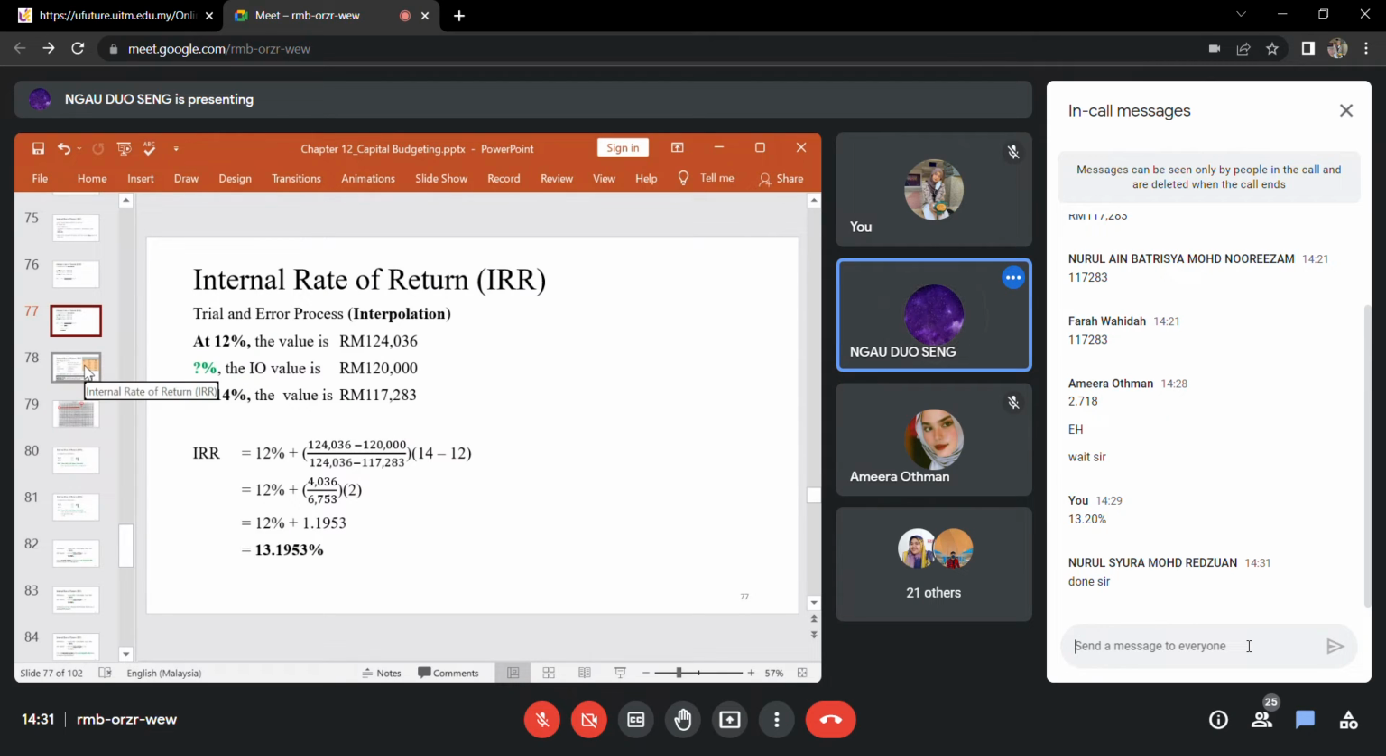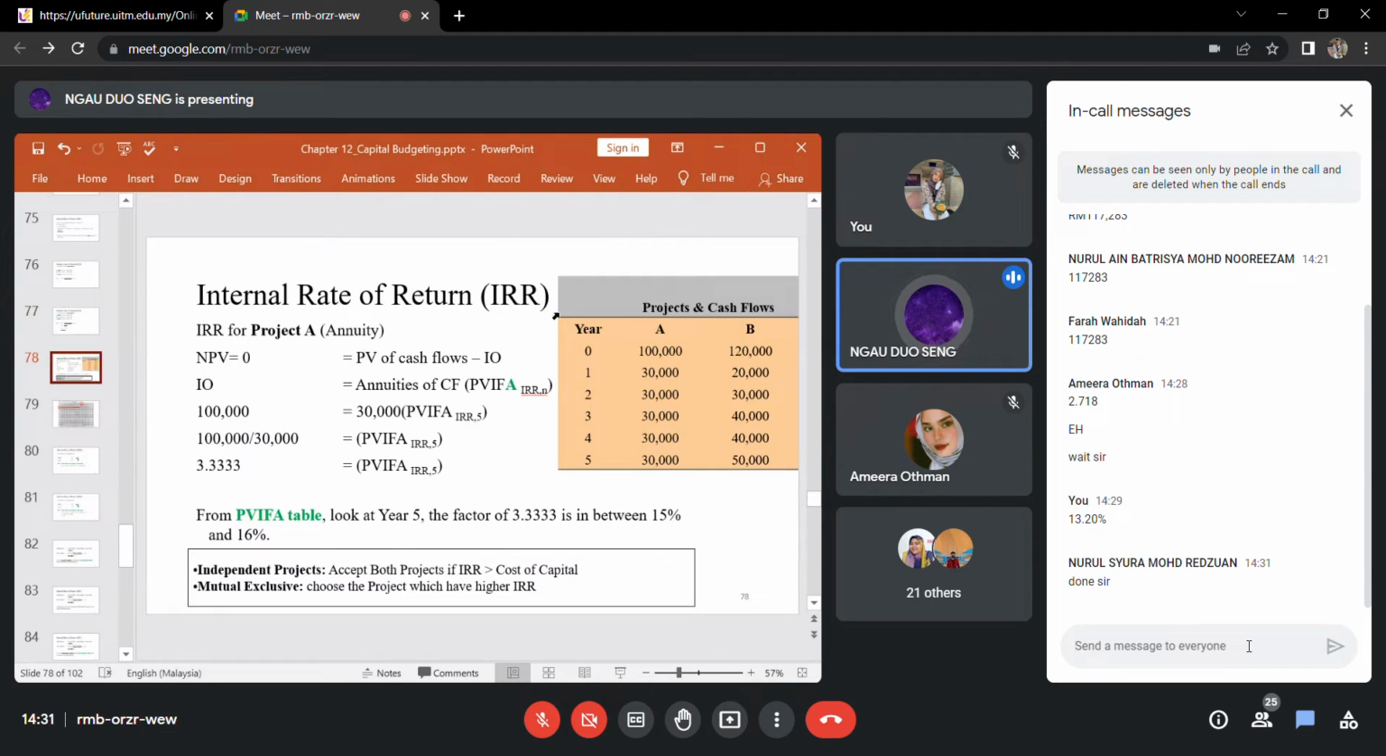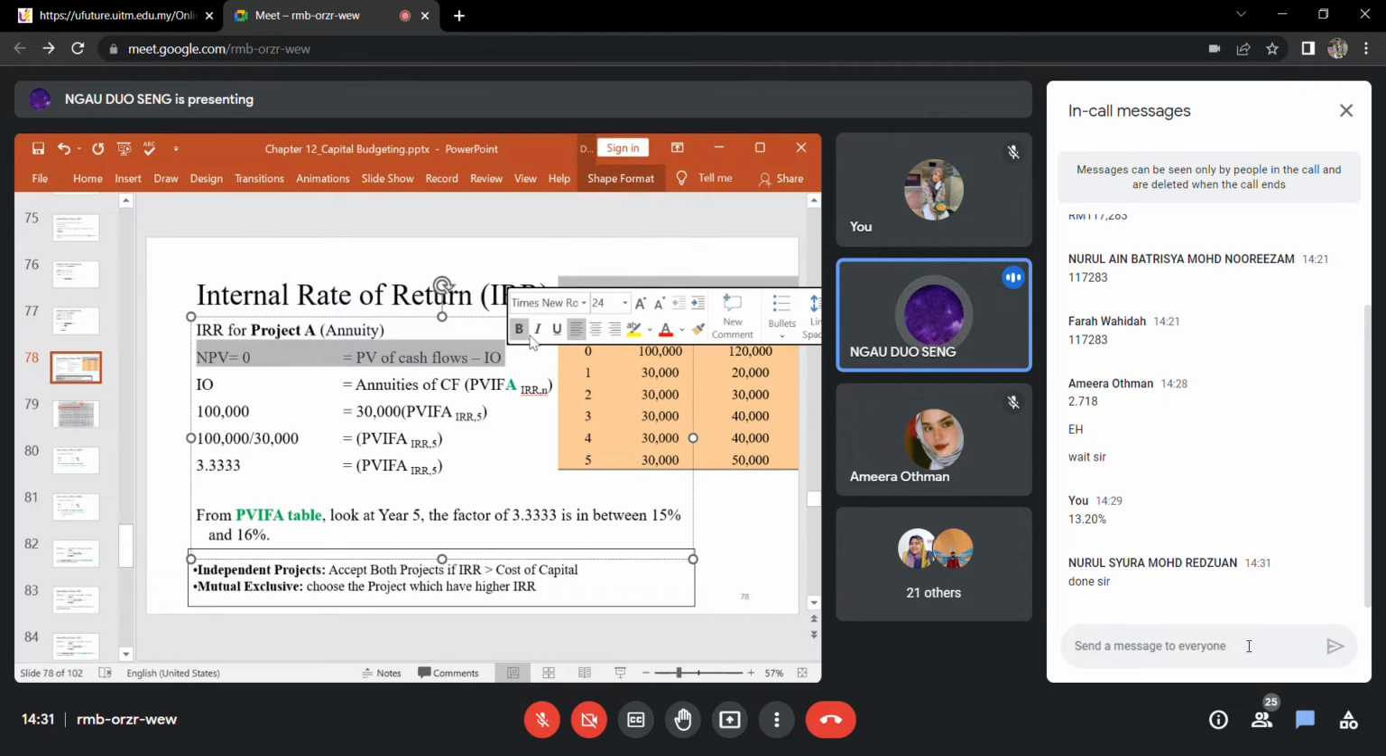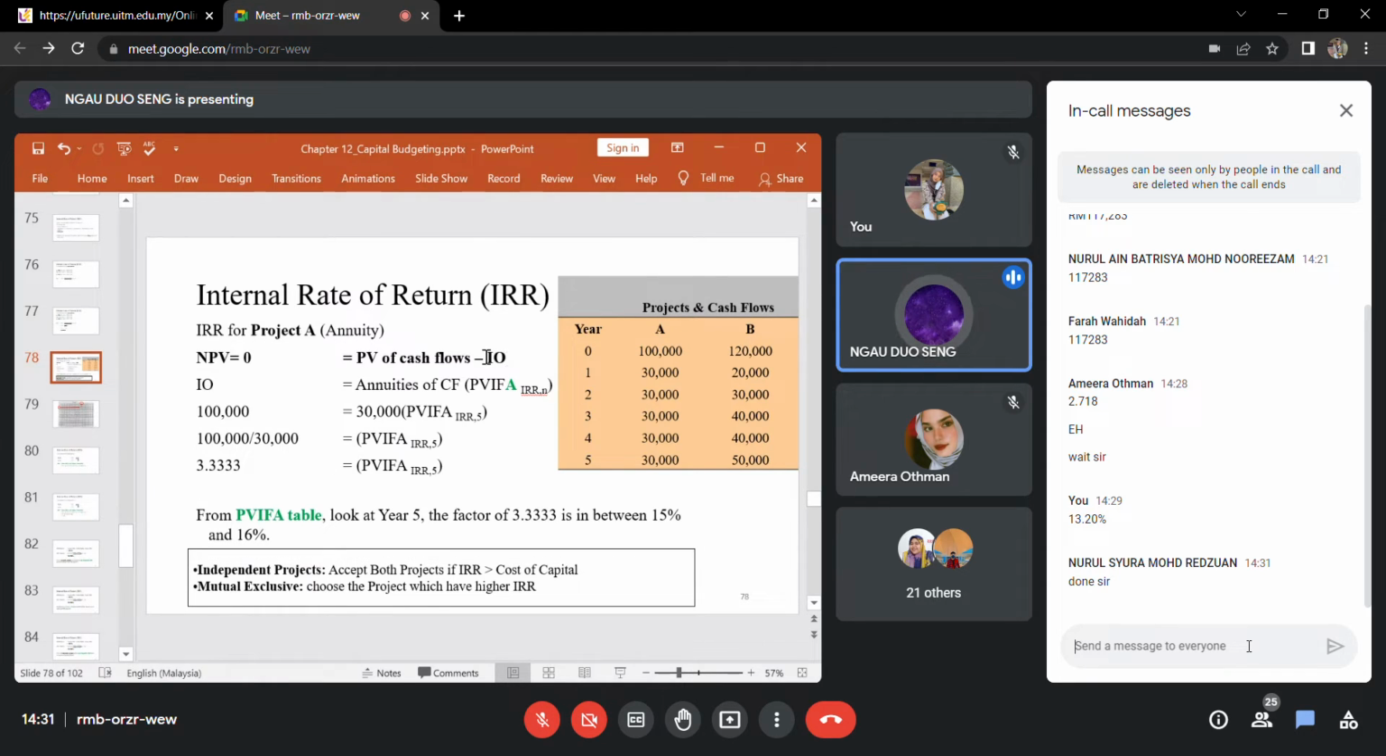Then we continue. Next we have project A, which is the annuity. So we need to have NPV equal to 0, right? So PV of cash flow minus initial outlay. This is the formula. Now we change the initial outlay, we move it here. So initial outlay equals annuity of cash flow times the present value interest factor annuity. So this one we use the annuity table.